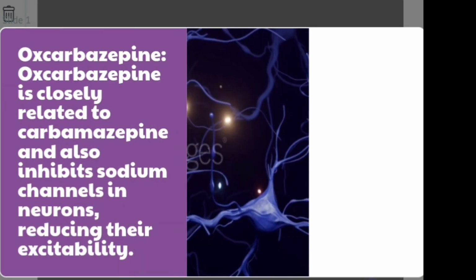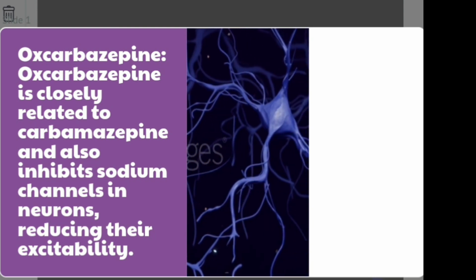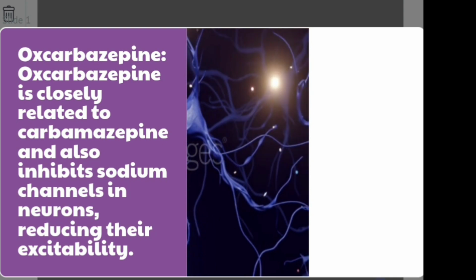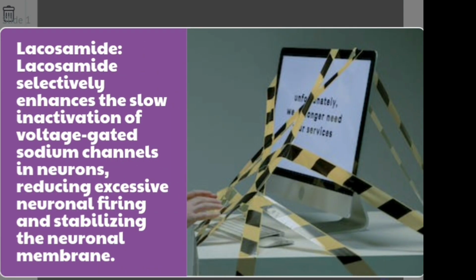Oxcarbazepine. Oxcarbazepine is closely related to carbamazepine and also inhibits sodium channels in neurons, reducing their excitability. Lacosamide. Lacosamide selectively enhances the slow inactivation of voltage-gated sodium channels in neurons, reducing excessive neuronal firing and stabilizing the neuronal membrane.